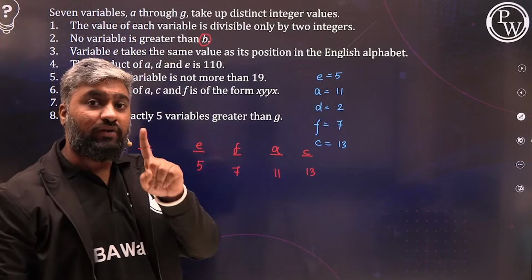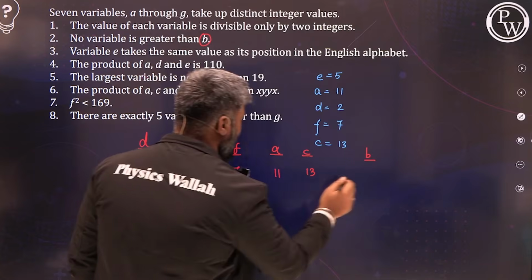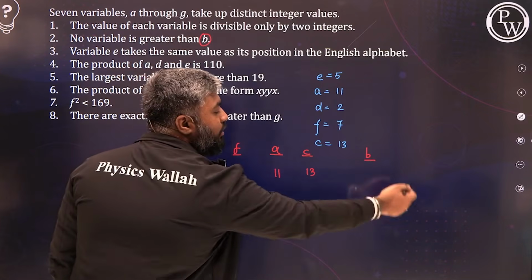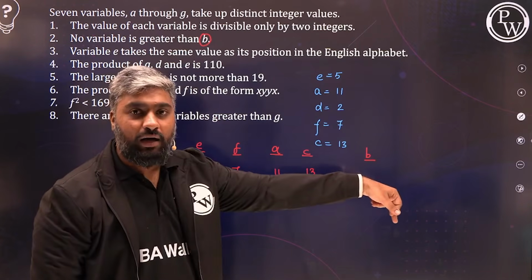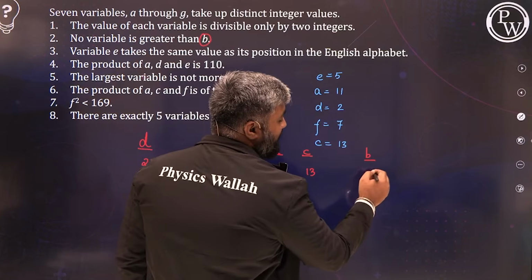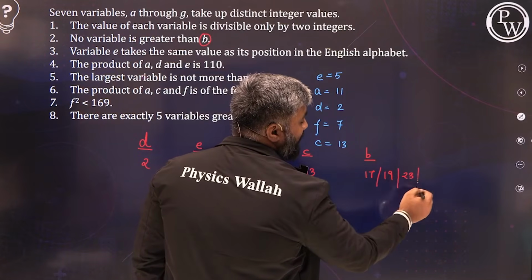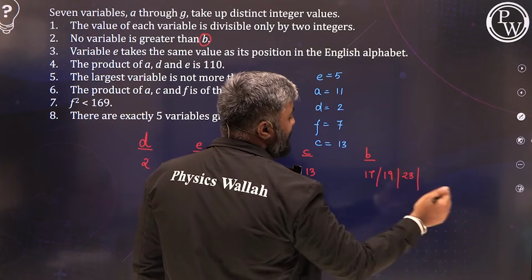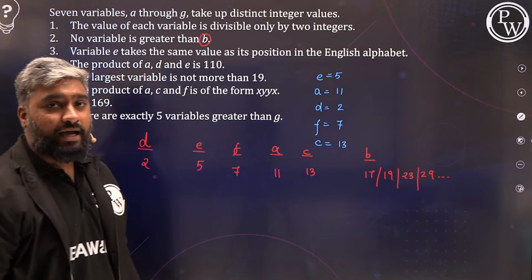Yes, so we have 5 values set, 2 more to go. Which are those two? One has to be B, of course. B is the greatest, so we keep it here. Largest of all, B. We don't know what the value could be, but we know for a fact that it will be greater than 13, which leaves us with what? It could be 17, it could be 19, it could be 23, 25 no, 27 no, 29 and so on. B could be any of these values, right?